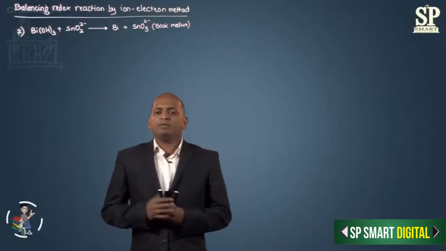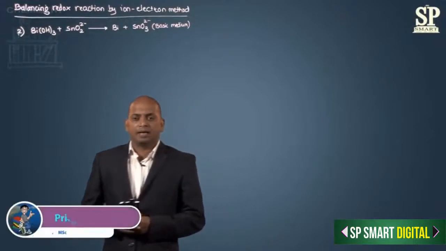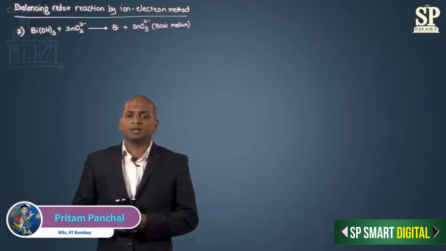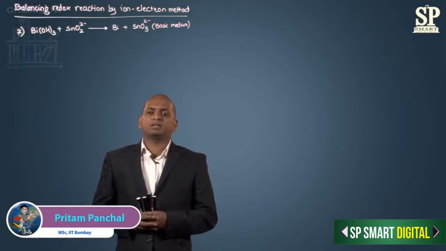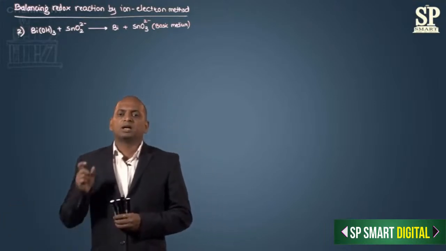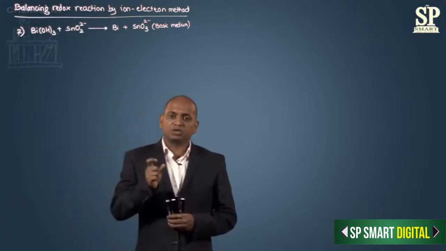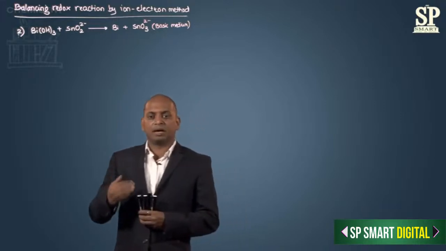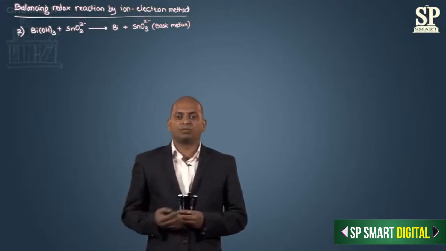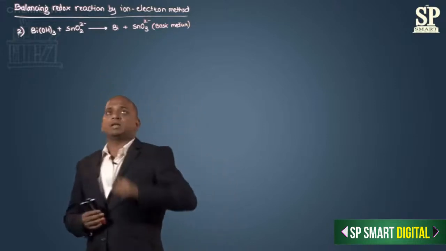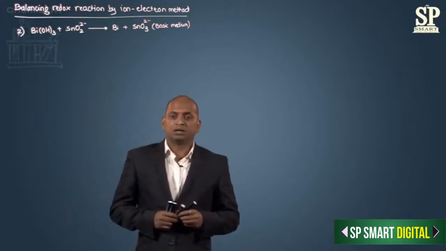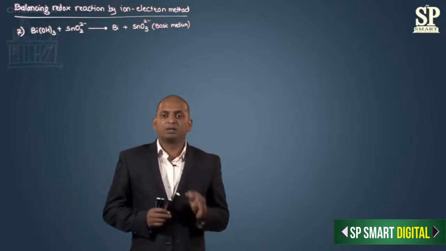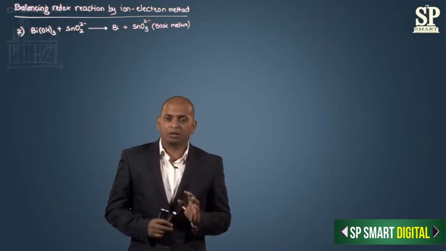So, continuing with the balancing of redox reaction by ion electron method, this is another example. In the previous example, we discussed a reaction which consisted of molecules which we converted into ions, and again converted into molecular form. This reaction involves ionic species. So the steps remain the same. The steps are not changing at all.